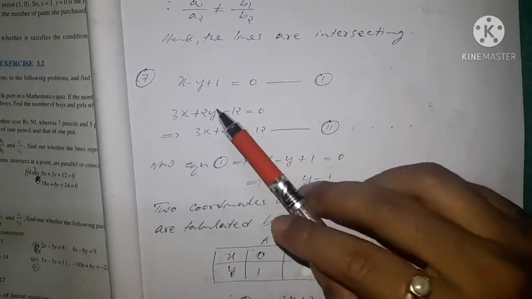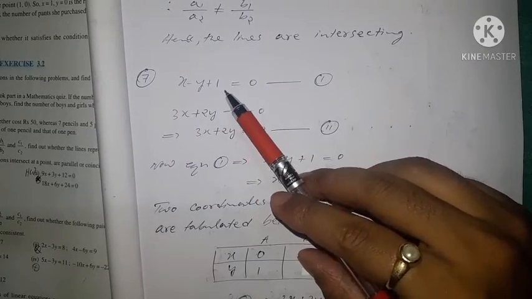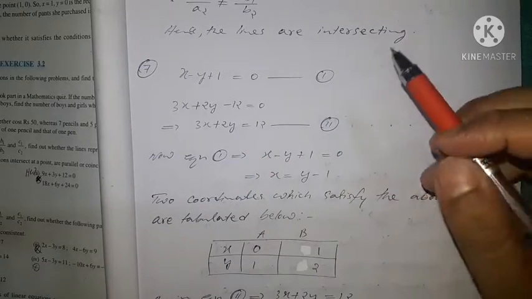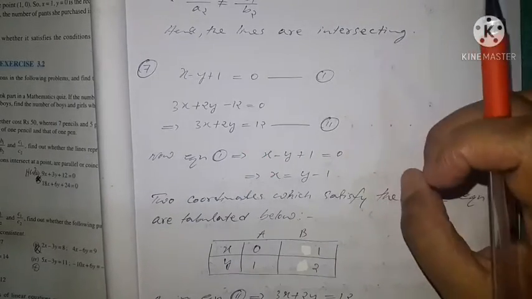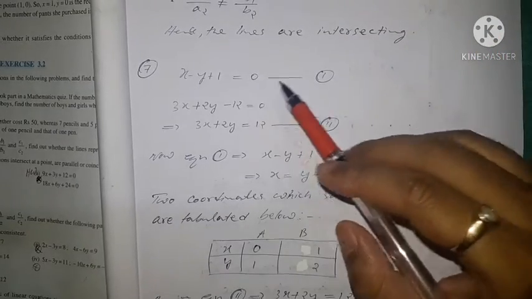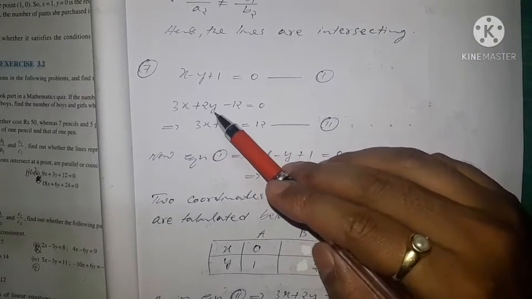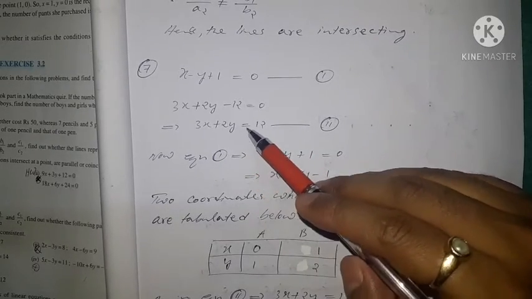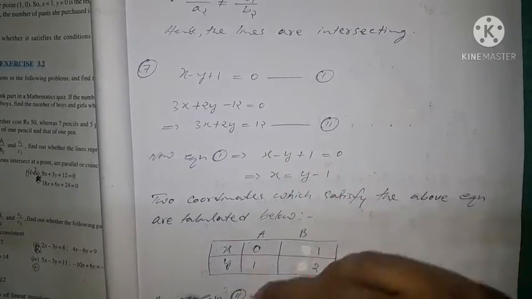So it is given that x minus y plus 1 is equal to 0. So this is the first equation. Again 3x plus 2y minus 12 is equal to 0. So this we can write as 3x plus 2y is equal to 12. So this is equation 2.